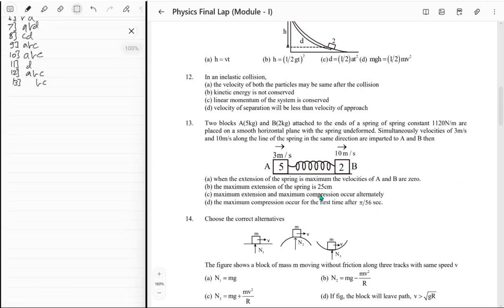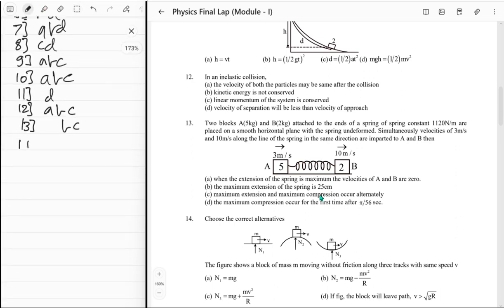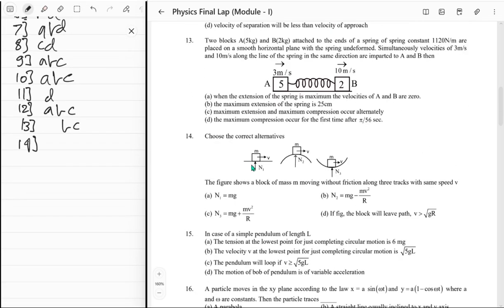14th. Choose the correct alternative. The figure shows a block of mass m moving without friction along 3 tracks with same speed v. Figure shows a block of mass m moving without friction along 3 tracks with same speed v. Okay, fine. Normal is equal to mg and 1. Yeah, that's right.